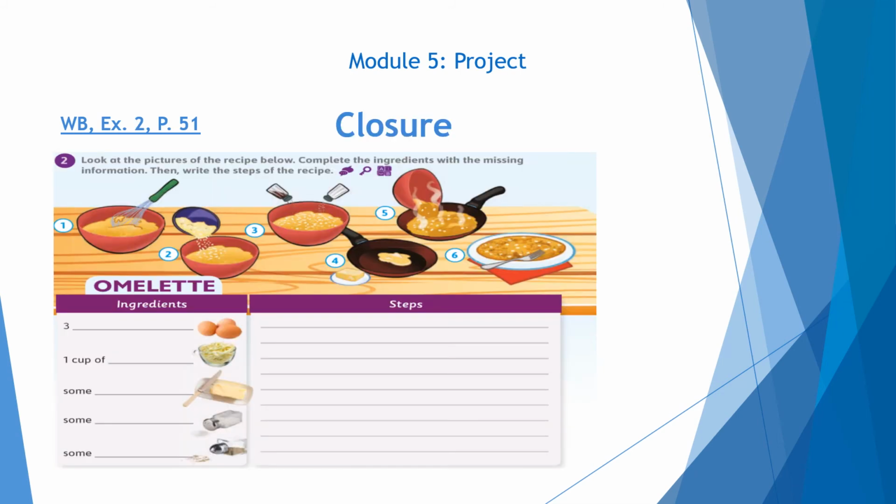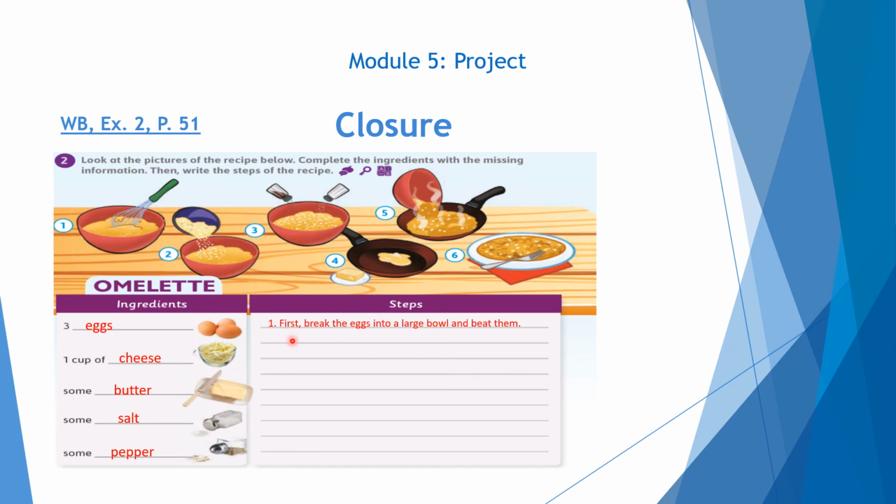To end everything, go to exercise 2. Look at the pictures of the recipe below. Complete the ingredients with the missing information, then write the steps of the recipe. We have omelette. Ingredients. Yes, 3 eggs, 1 cup of cheese, some butter, some salt, some pepper. Look at the picture. Now let's write the steps.